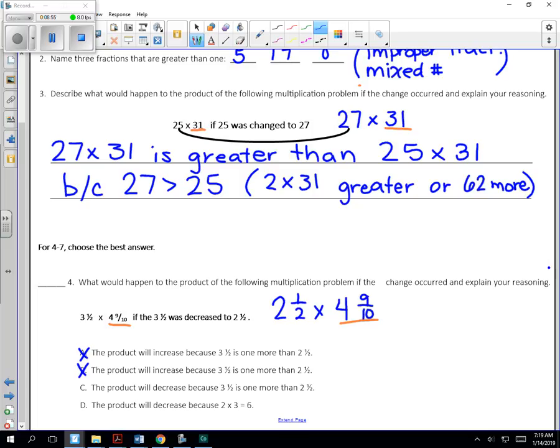And we just need to look at the reasonings in C and D. So for C, it says the product will decrease because 3 1/2 is 1 more than 2 1/2. And D says the product will decrease because 2 times 3 is 6. Well, 2 times 3 equals 6 doesn't have anything to do with this product because we're actually not even going to be multiplying 2 times 3. So the answer to number 4 is C. All right, let's look at number 5.